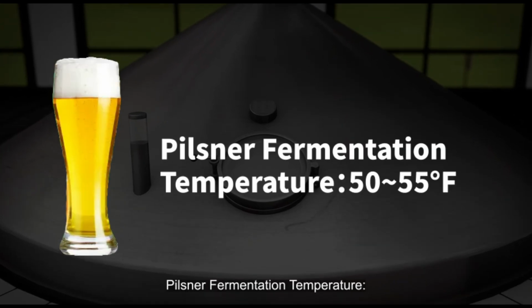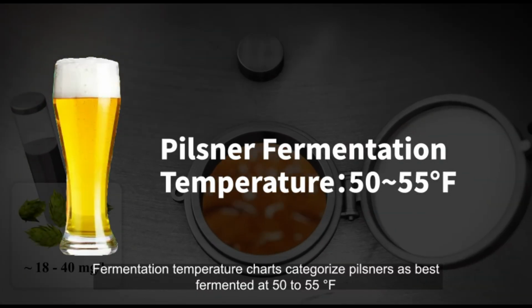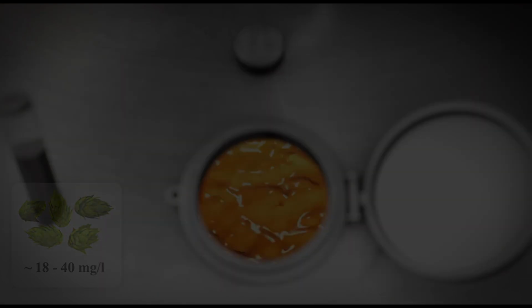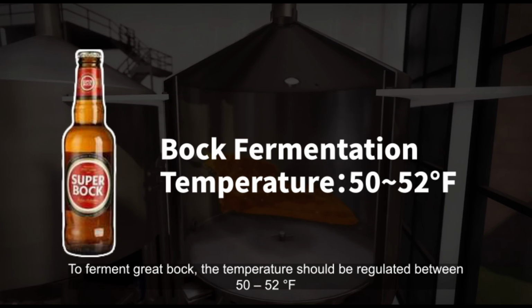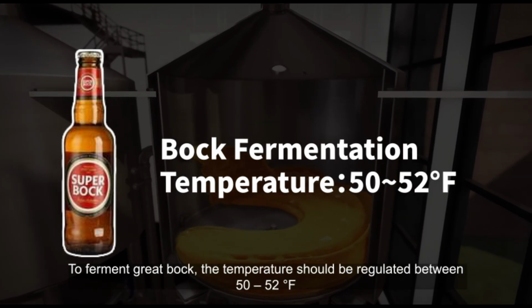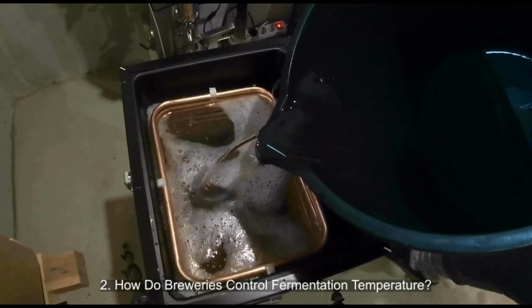Pilsner fermentation temperature: charts categorize Pilsners as best fermented at 50 to 55 degrees F. Bock fermentation temperature: to ferment great Bock, the temperature should be regulated between 50 to 52 degrees F. 2. How do breweries control fermentation temperature?